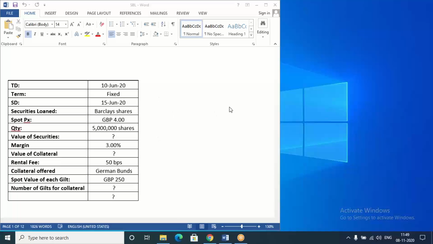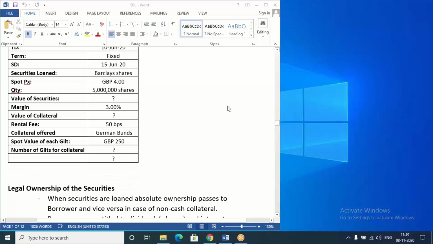Yeah. So I'm going to continue. So obviously during this time we were discussing about securities loaned, collateral given. Collateral could be cash or non-cash. If it is non-cash, again, securities loaned. Once it is loaned, who has the ownership on the securities? And again, if collateral is non-cash, who has the ownership on the non-cash collateral, right?